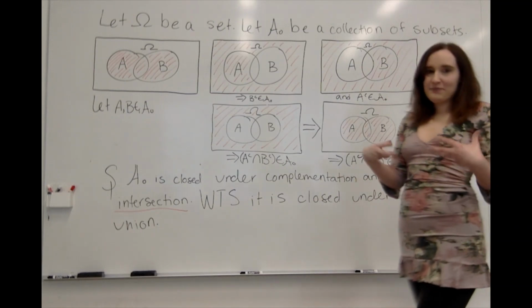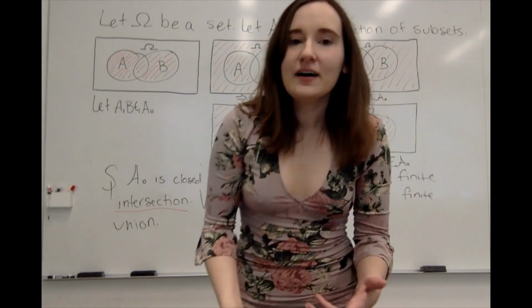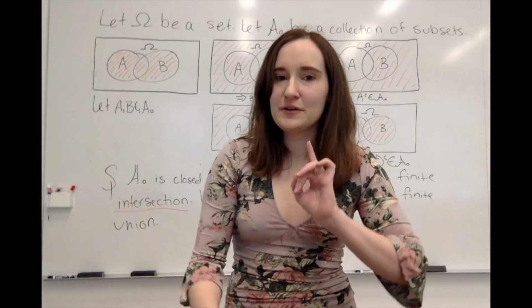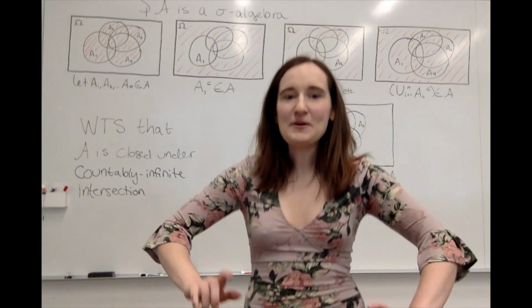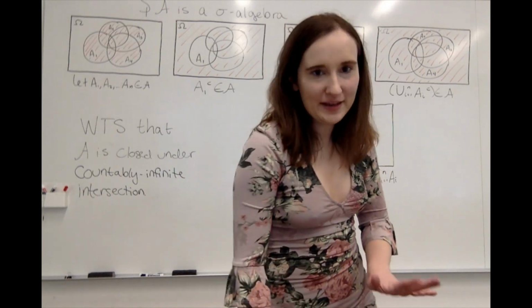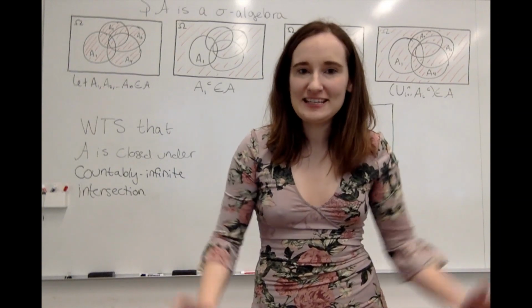And we can say that for any finite number of sets in A-naught, their union is also going to be in A-naught, which means that it's closed under complementation and closed under finite union, which means it's an algebra. Okay, so now we're going to look at another visual proof. This time we're going to look at a proof to show that if we have a sigma-algebra, it's going to be closed under countably-infinite intersection.